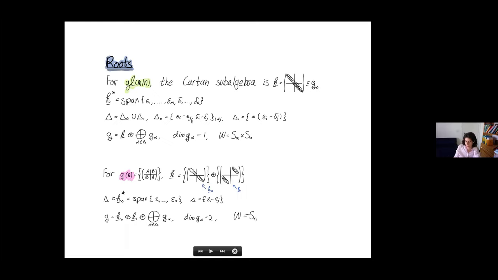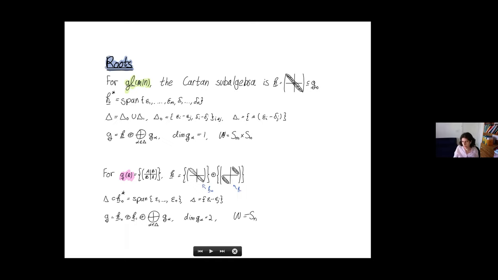And also we can note that for GL(m|n), a root vector is either purely even or purely odd. So I can call the root even or odd in each case, but in the Q case, it's not like this. So every root for Q(n) will have an even root vector and an odd root vector. So the dimension of the root spaces is two.